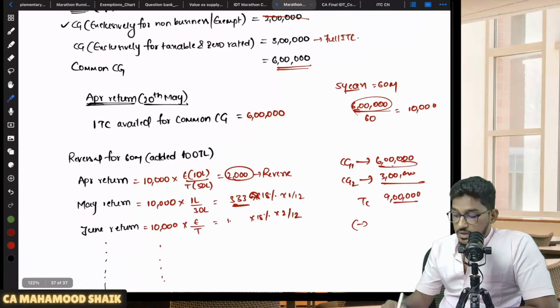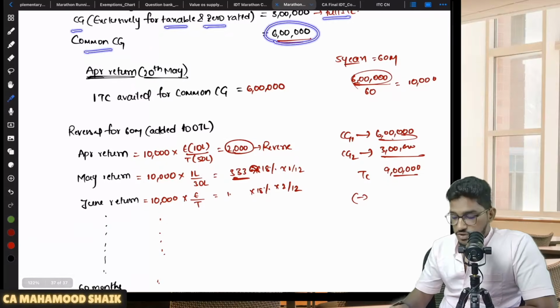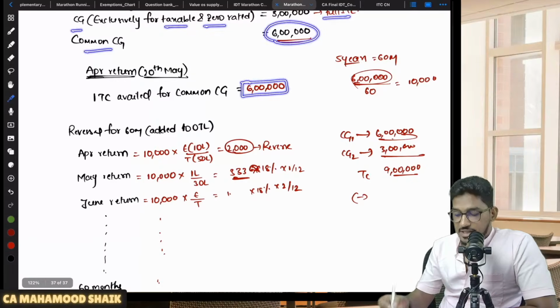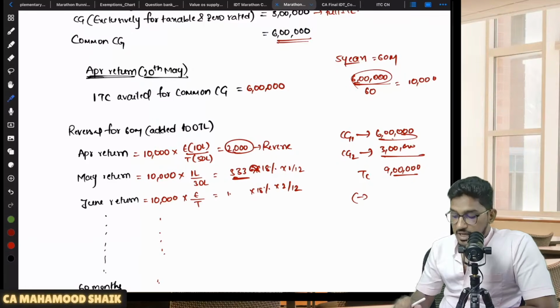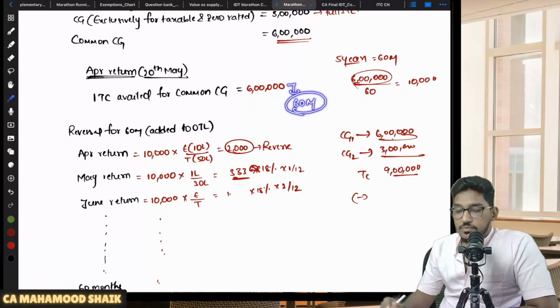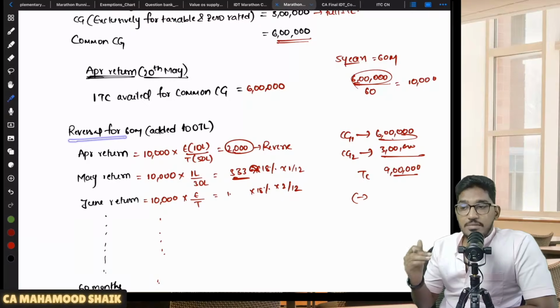So if you see here, capital goods exclusively used for non-business or exempt purposes, don't take ITC. Capital goods exclusively used for taxable and zero rated supplies, full ITC. Common capital goods, first you take full ITC. Thereafter, you should assume the useful life as 60 months. So for those 60 months, you have to do the reversal.